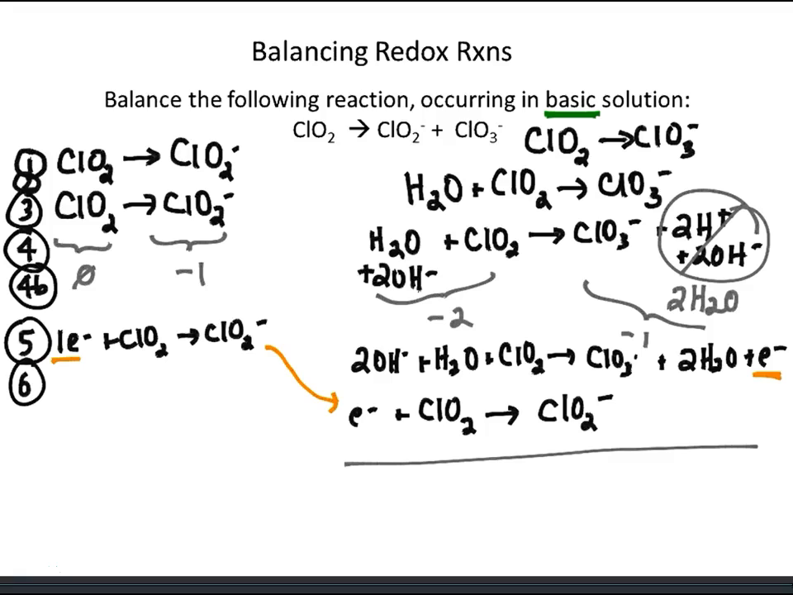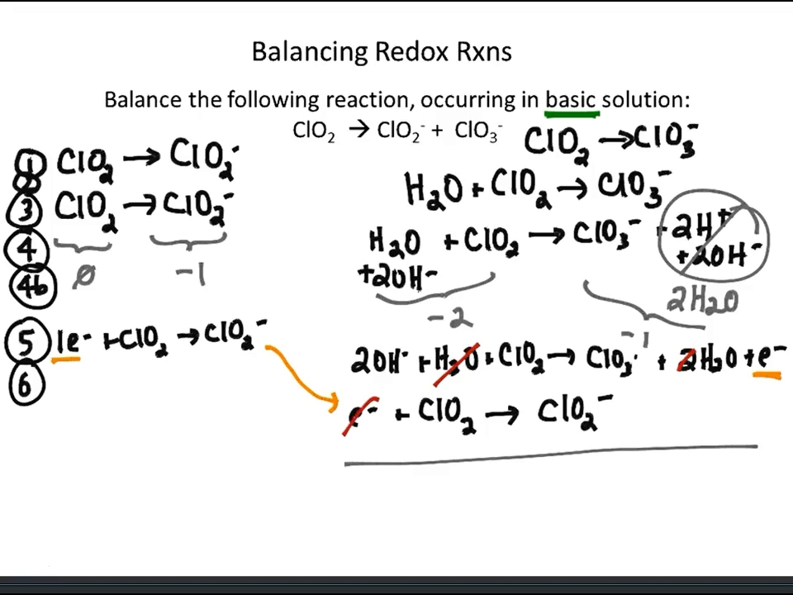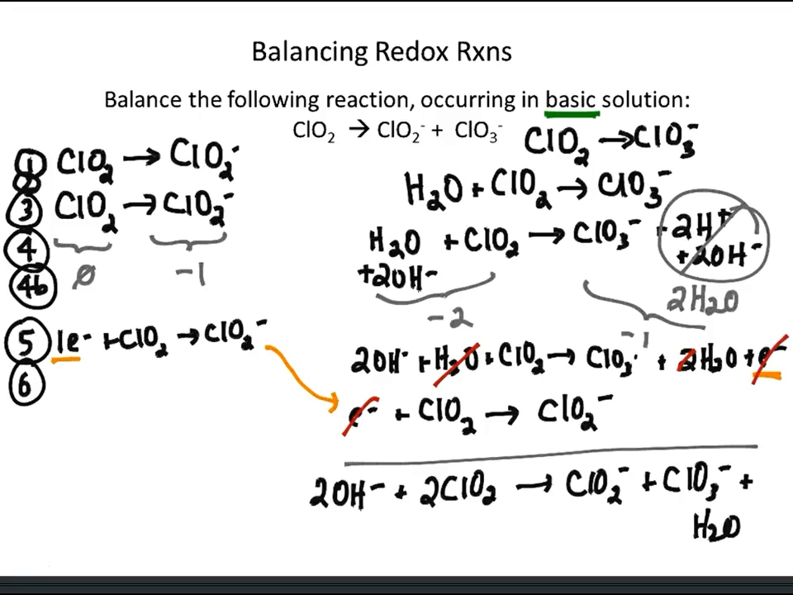So here, 1 water on the left, 2 on the right, means that 1 water goes away, and then the electrons cancel. And that looks to be it. So we have 2 hydroxides, 2 ClO2s, 1 chlorite, 1 chlorate, and water.